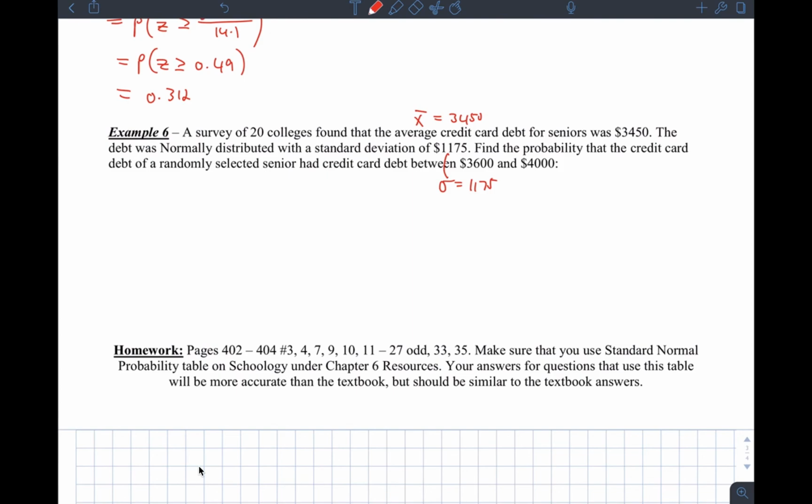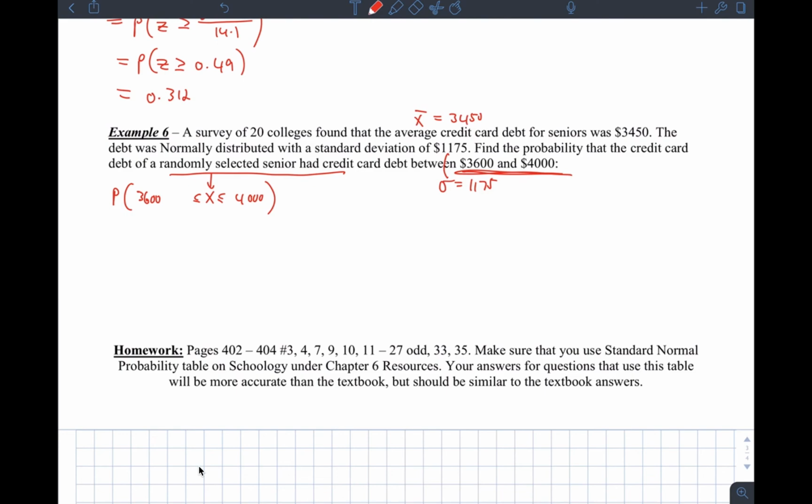Okay. Now they're asking a bit of a different question. Find the probability the credit card debt of a randomly selected senior was between these two numbers. All right. So what we're going to do is standardize and answer the question based on the standard normal distribution. You could do it directly, especially since you have a powerful calculator, but I'm going to show you how to do this by standardizing. So here's the question. They're asking, what's the probability that a randomly selected X there, X is the randomly selected senior, okay, that their debt is between these two numbers, $3,600 and $4,000. That's the question.